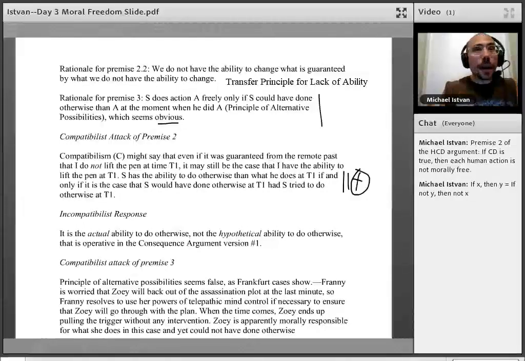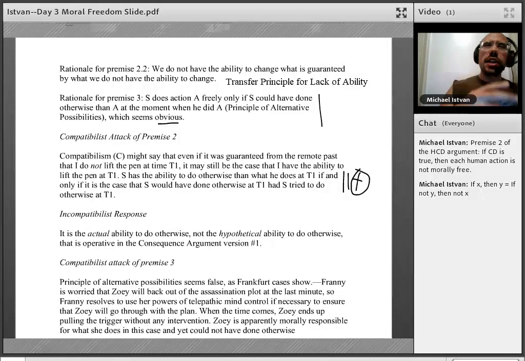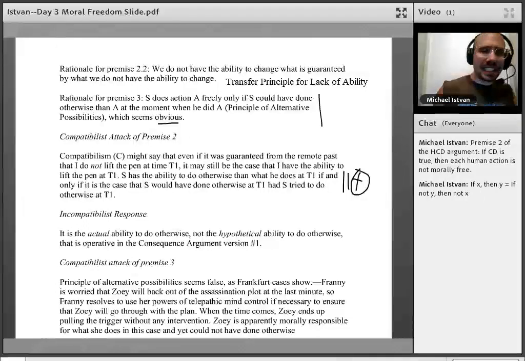Now, the incompatibilist is going to have an obvious response to this. As rhetorically effectively as I tried to put the compatibilist attack of premise 2, and hopefully it was somewhat effective, the incompatibilist is not going to be too moved by such an attack. An incompatibilist is going to say, hey, look, if chronological determinism is true and all of S's actions are guaranteed by the remote past, then S would have tried to do otherwise at time 1, only if it were guaranteed by the remote past that he would have tried to do otherwise.